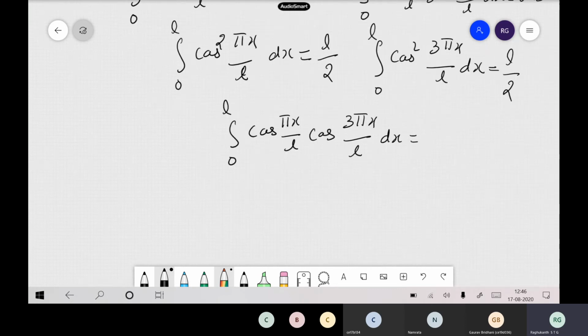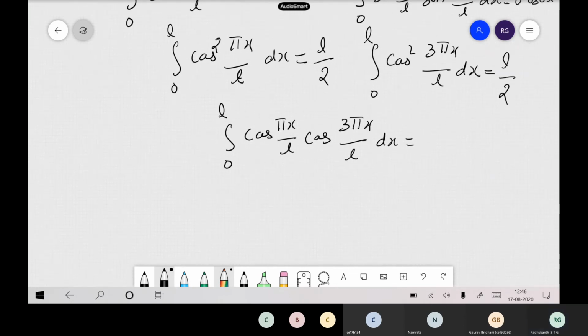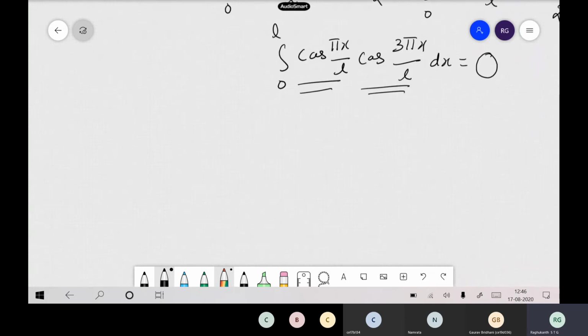What is this integral, 0 to L? Yes, it is the orthogonality property of cosine. So this will automatically be equal to 0. You followed, right? The cos and sine have a nice property. If you take cos(πx/L) multiplied by a different term, it turns out to be 0. But if it is the same term, the answer will be L/2. You can verify the orthogonality property yourself.